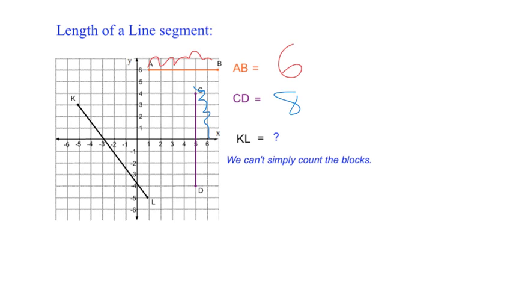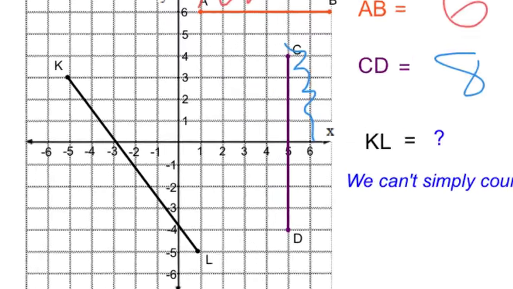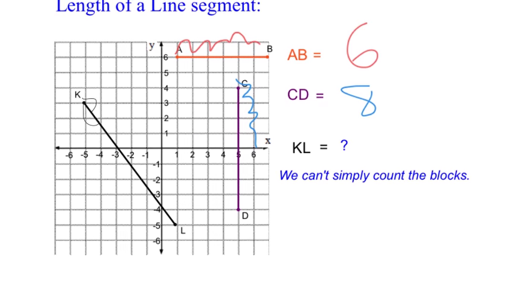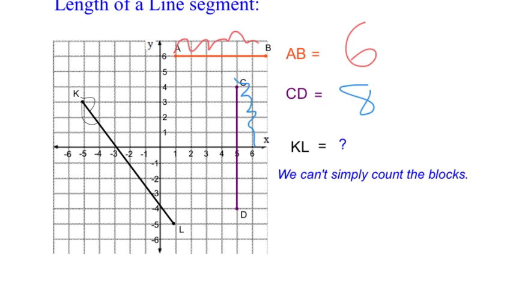Now for KL, this one's a little hard because you can't just count down the line like this, because it's not entirely clear where one unit is. If I, for example, zoom in, is that one or is that one? It's not really clear, because we're on an angle in this case. Whereas if the line is straight, either horizontal or vertical, I can count the length pretty easily. If it's on a diagonal, it's not so simple.